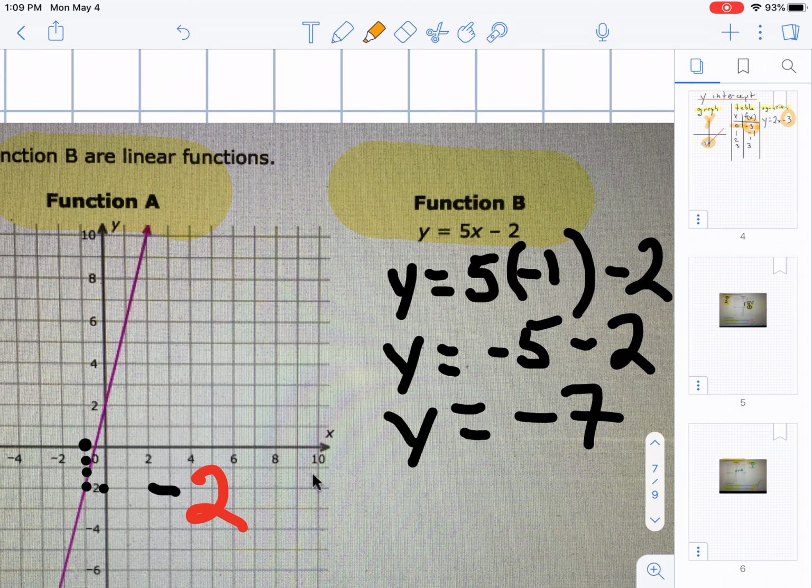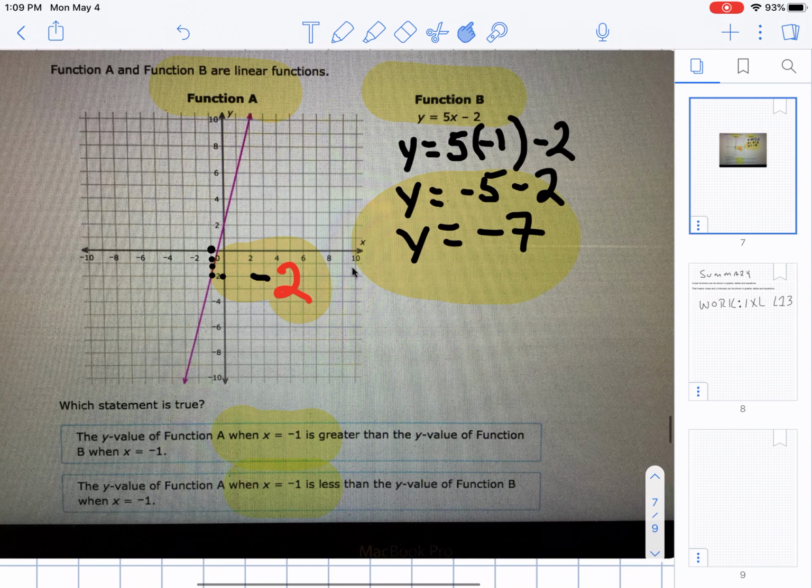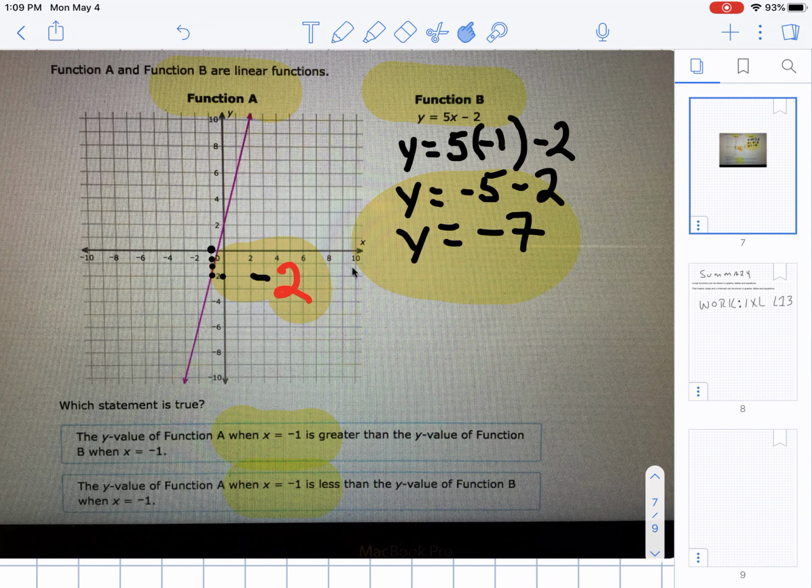So now we can compare, because we know in the equation y equals -7, and in the graph y equals -2. So let's take a closer look at the question. The y value of function A when x is -1 is greater. So is -2 greater than -7? Yes. And let's look at the next statement. The y value of A when x is -1 is less than B. No, that's incorrect, because -2 is greater than -7.